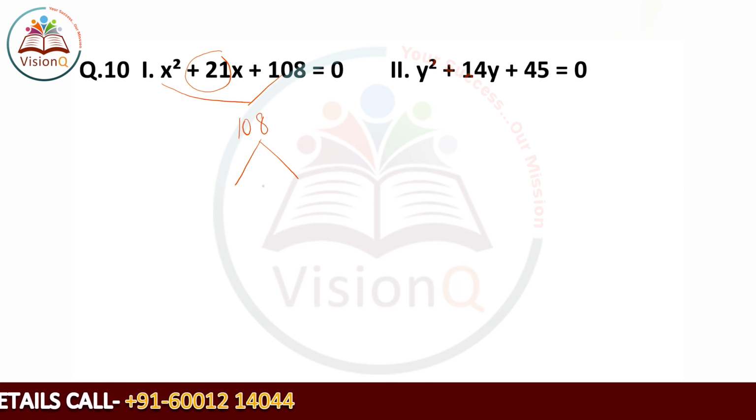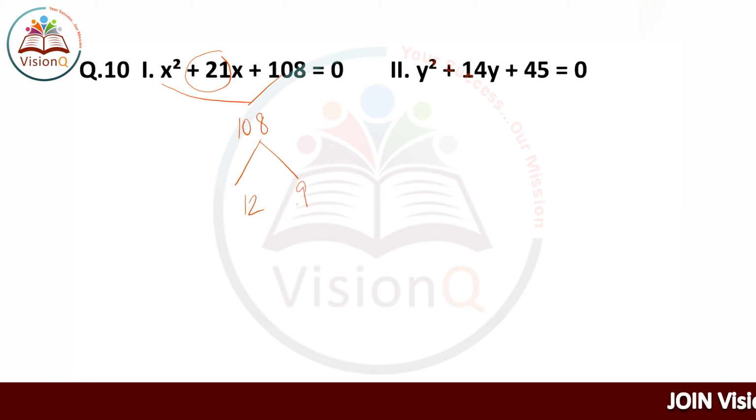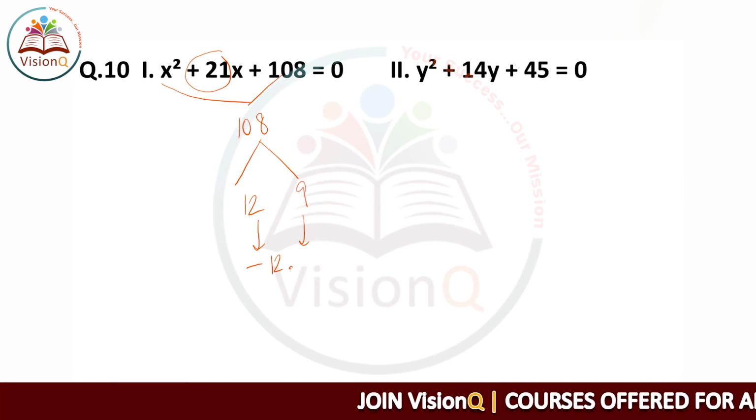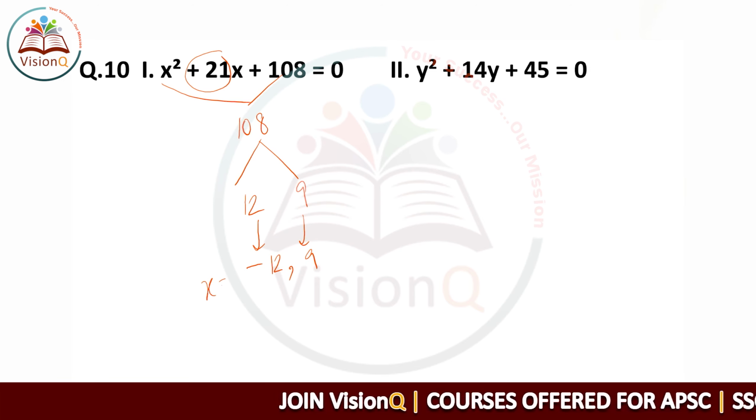So numbers will be what? 12 and 9. To break down the numbers in a very easy way, tables are very important. You should know the tables correctly. So 12 plus 9 is 21 and 12 into 9 is 108. In the next step, divide by a and change the sign. So it becomes minus 12 and minus 9. So these are the values of x.